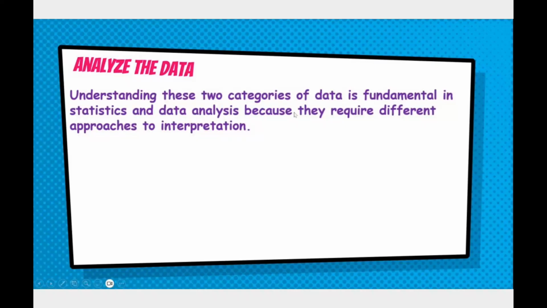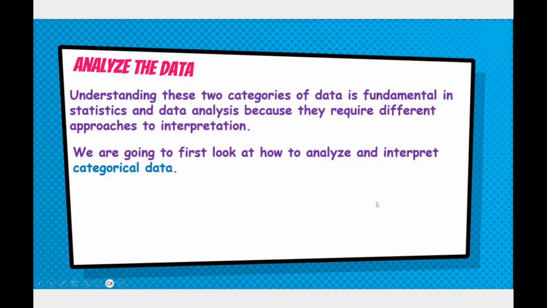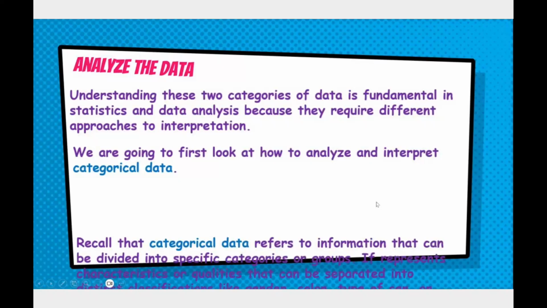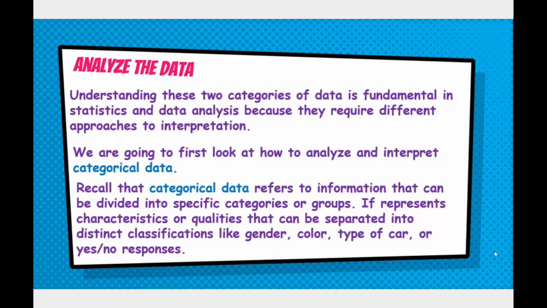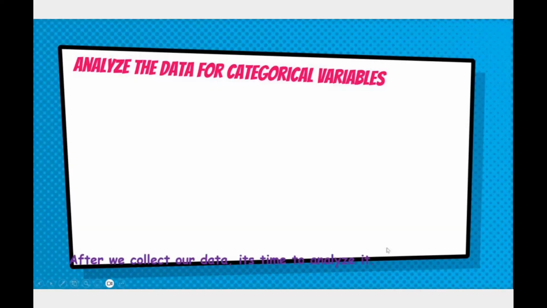So understanding these two categories of data is fundamental to statistics and data analysis because they require different approaches to interpretation. We're going to first look at how to analyze and interpret categorical data. And recall that categorical data refers to information that can be divided into specific categories or groups. It represents characteristics or qualities that can be separated into distinct qualifications like gender, color, or type of car, or yes or no responses.